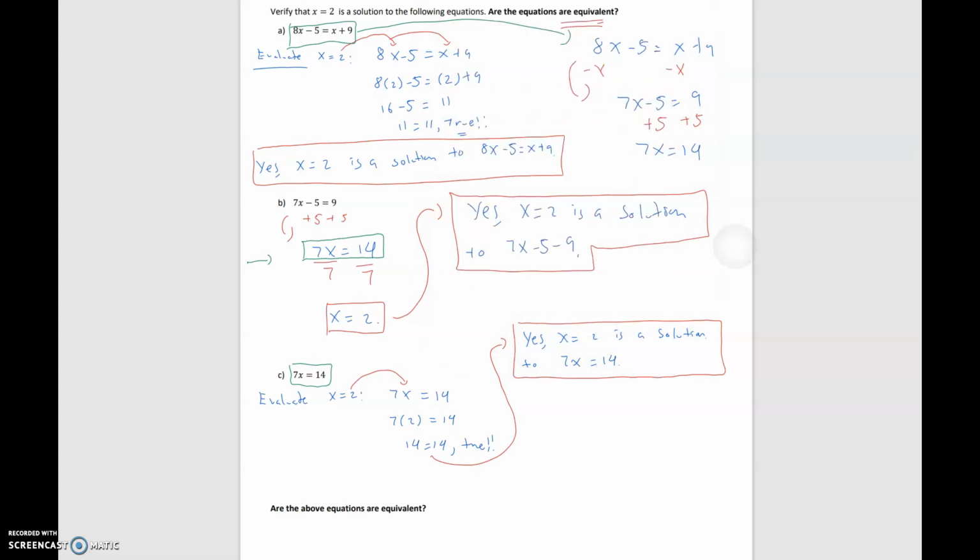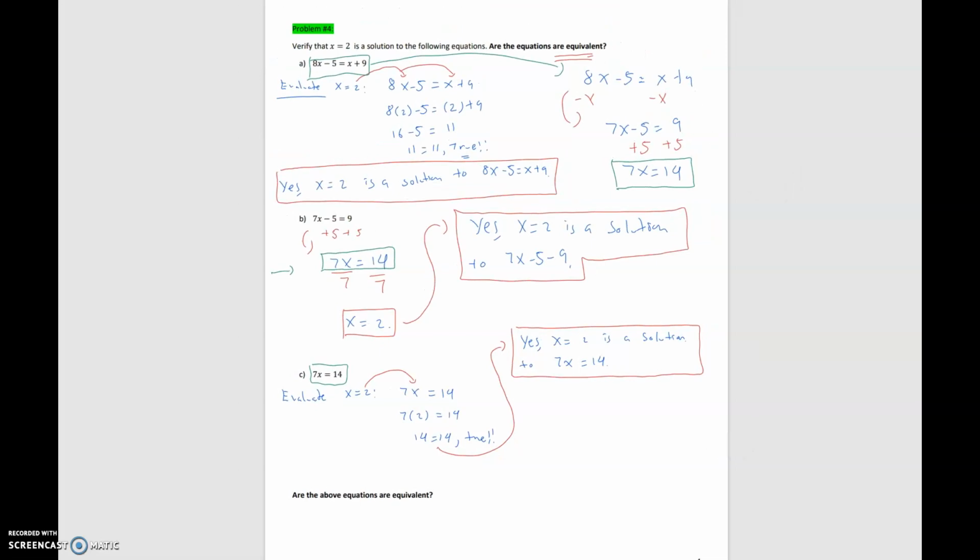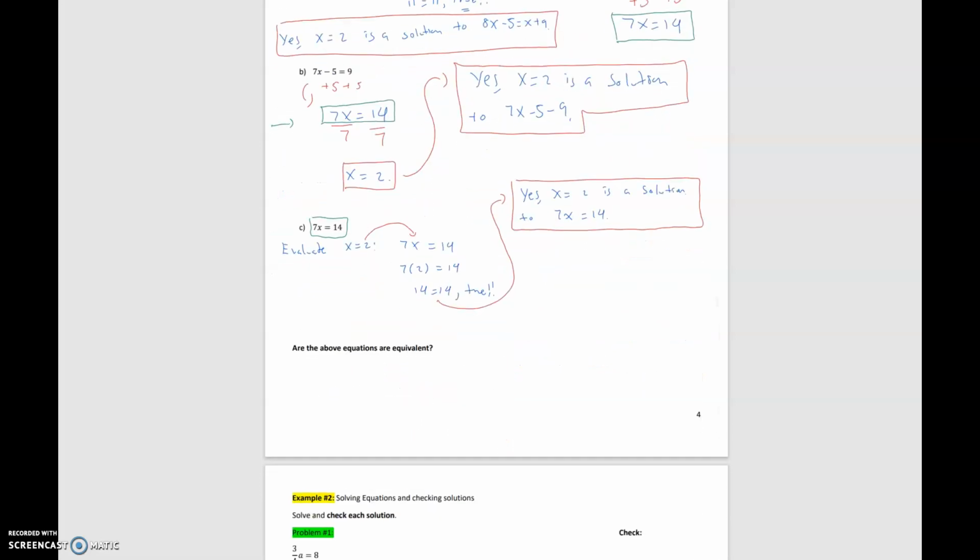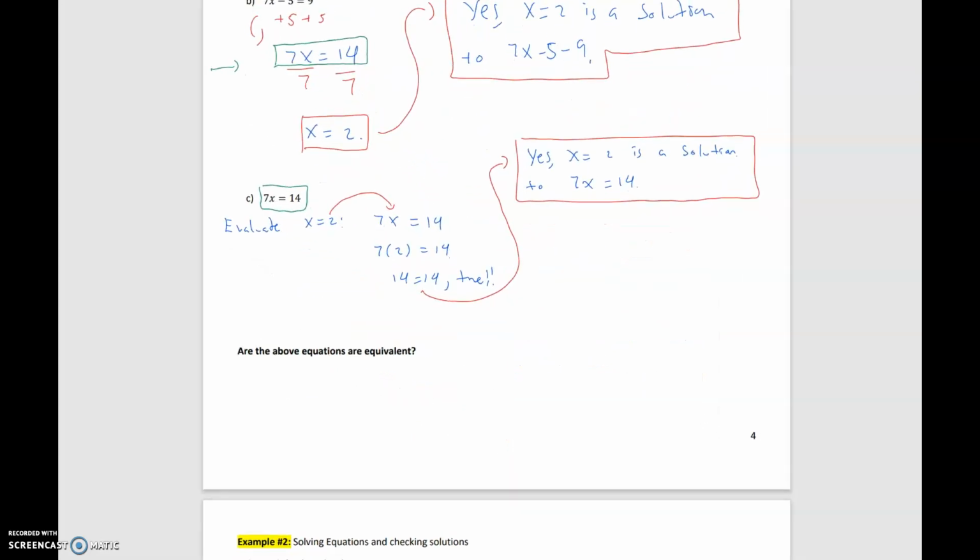And you will notice that all three equations are technically the same. That's because they have the same solution, therefore they're equivalent equations. So every equation, you can actually rewrite it as 7x equals 14 or as one of the previous ones. In this case, we concluded that yes, x is equal to 2 is a solution to every one of the equations. Are the above equivalent equations? You would say yes.